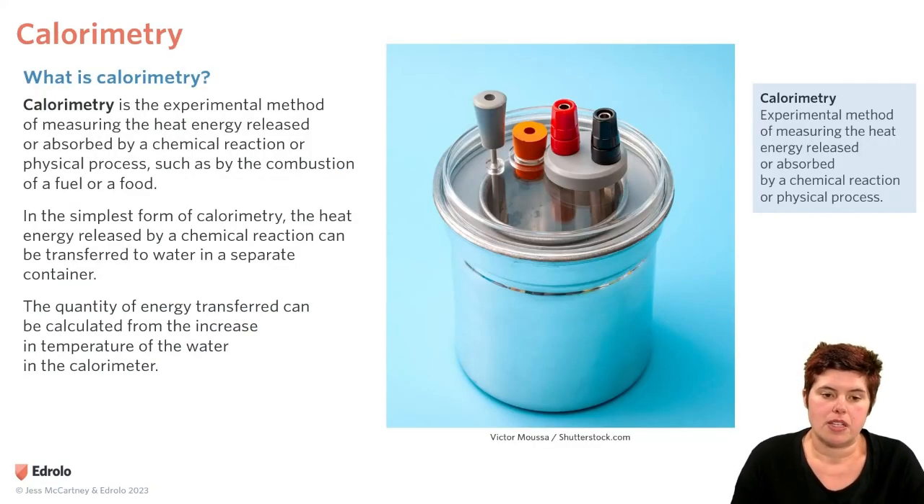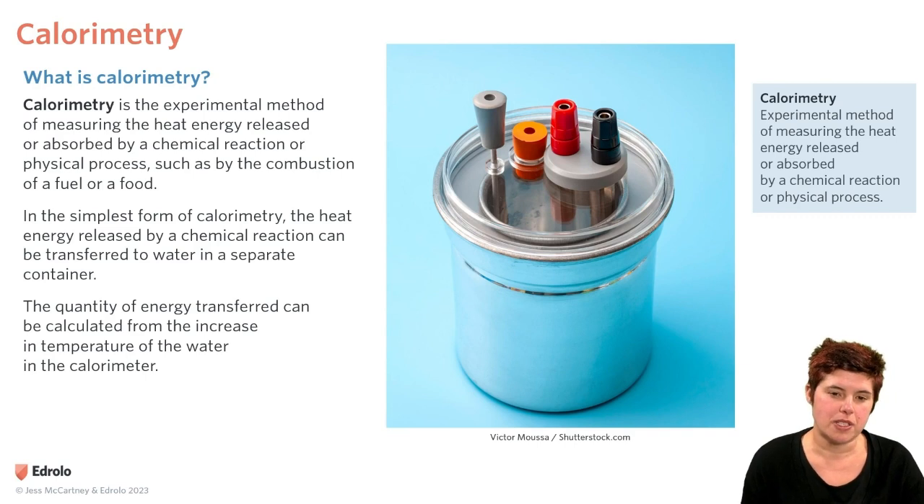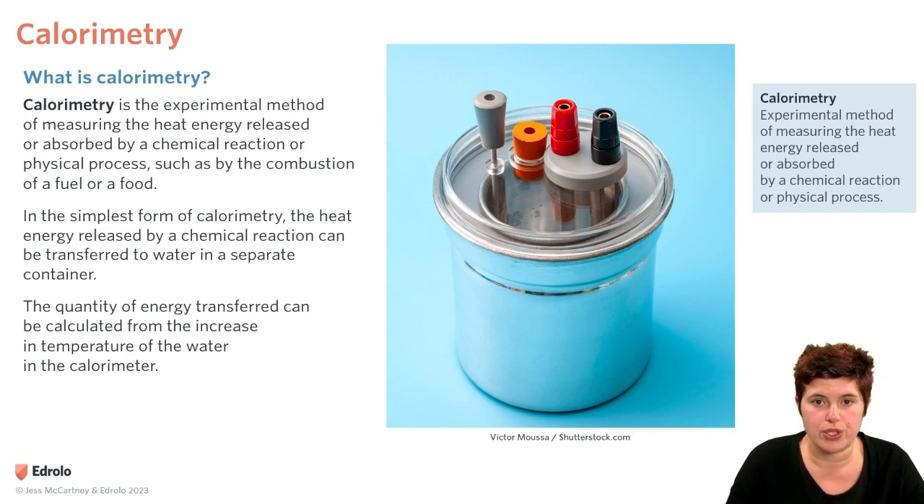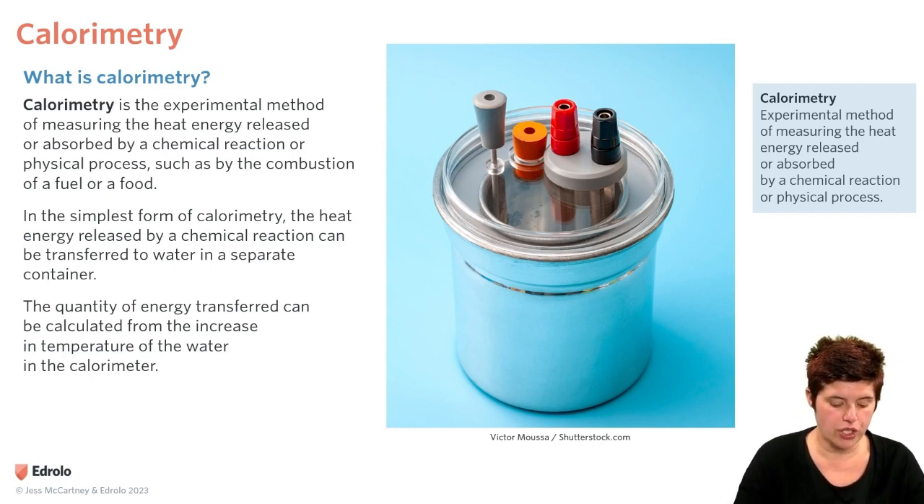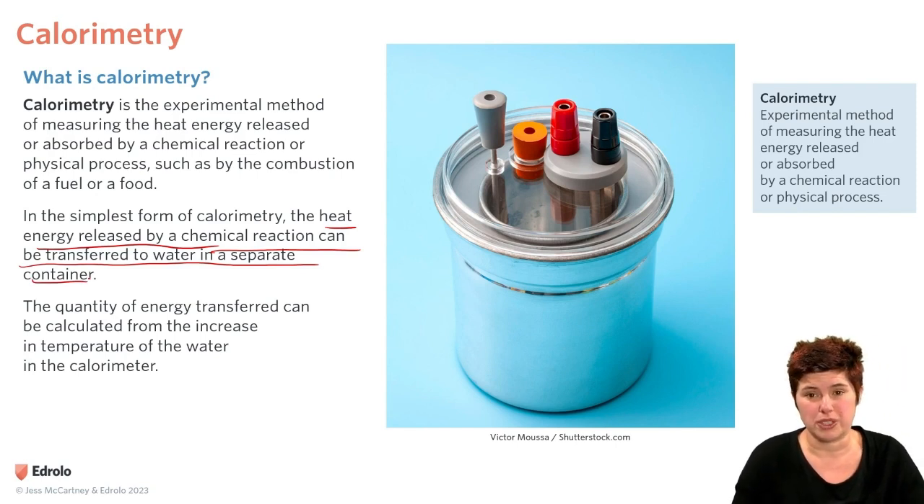So when we think about calorimetry, we think about the energy released from a reaction. Calorimetry is actually an experimental method, and it's similar to the method that we looked at before. That is a type of calorimetry method. But with calorimetry, there is normally specific equipment that we can actually use to calculate the energy being released from a reaction. So in the simplest form of calorimetry, the heat energy released by a chemical reaction can be transferred to water in a separate container. So that's what we looked at.